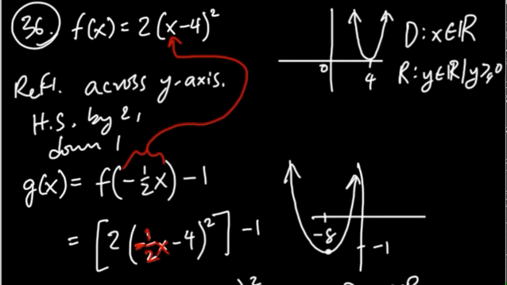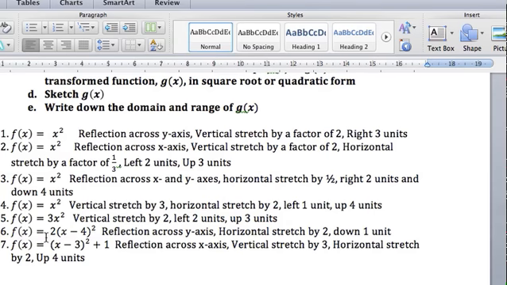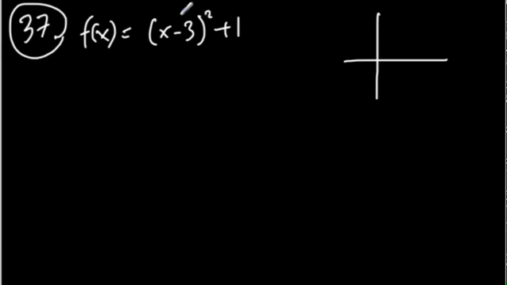All right, let's move on to the next one, which is number 37. Number 37, so let's just write the function first. It's f of x is equal to (x minus 3) squared plus 1. And what that looks like is it's 3 to the right and 1 above. So 3 here, 1 here, we got that. And that's basically how it goes.